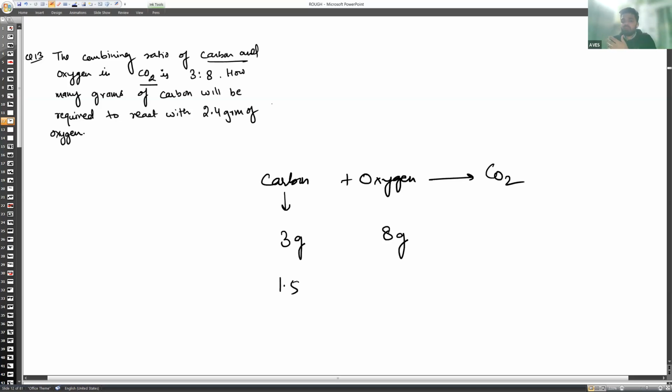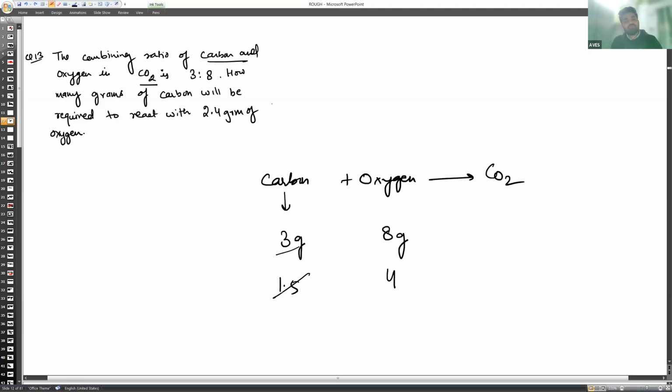It does not mean that if we have 1.5 gram, then the reaction will not take place. It means that if we have 3 grams, then we require 8. If we have half of this 3, then we will require half of this 8, that is 4. If we have 0.75 grams, then we will require 2 grams. The ratio will be same every time. Got it? You understood? Yes, sir.